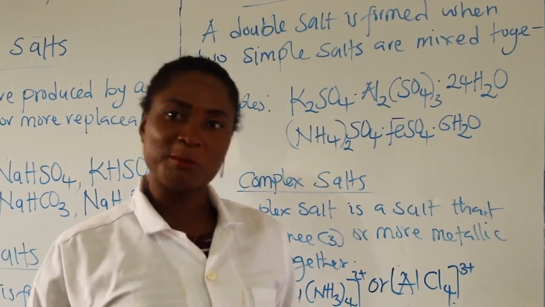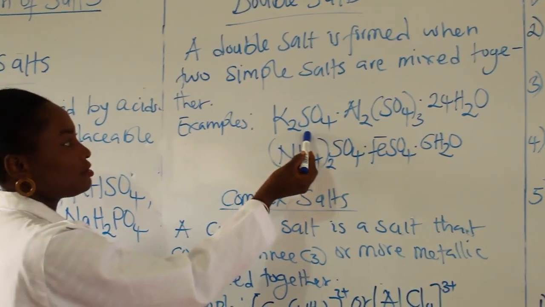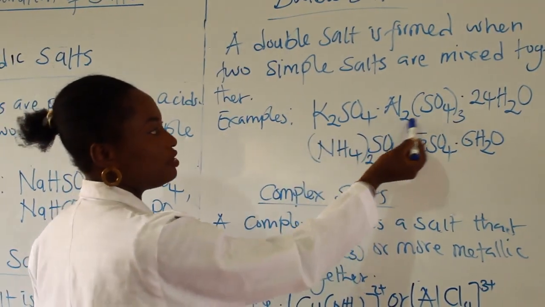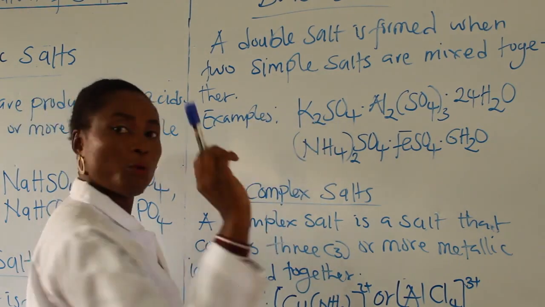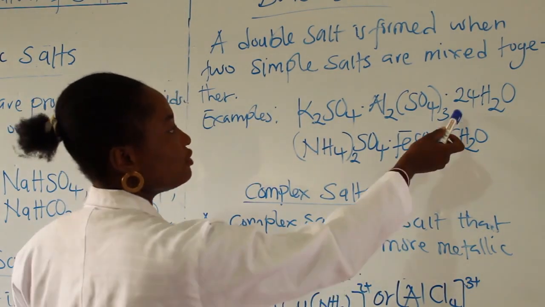It means two things are coming together to form one. Examples are this: potassium sulfate, a salt, and aluminium sulfate, another salt, forming one compound. They will be mixed in water. That's why you have 24 water.